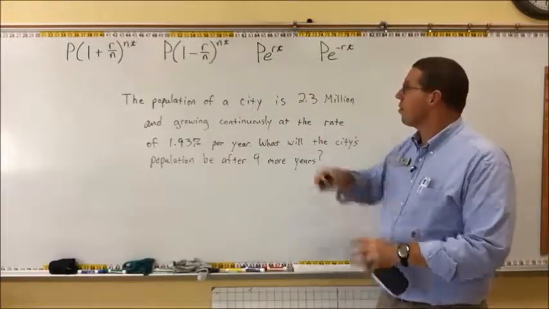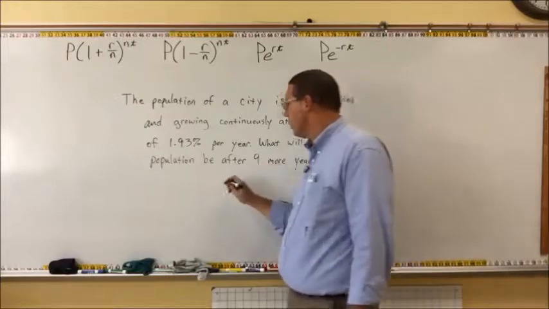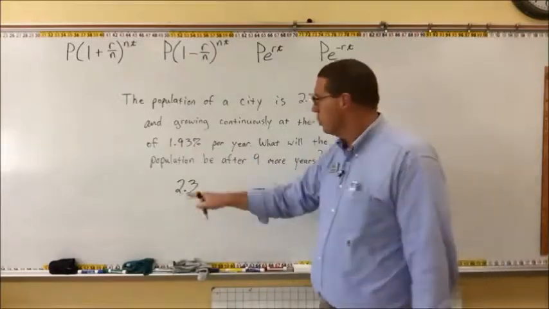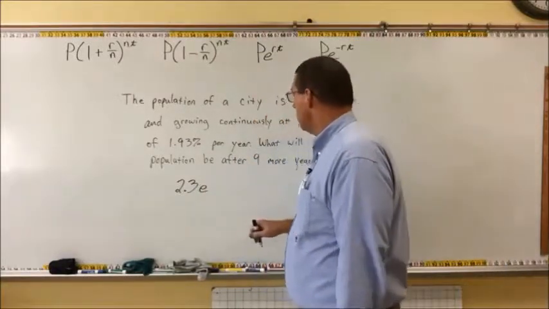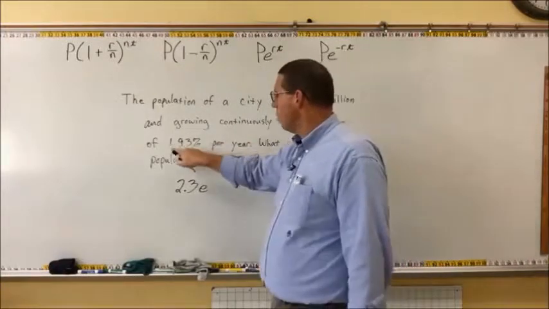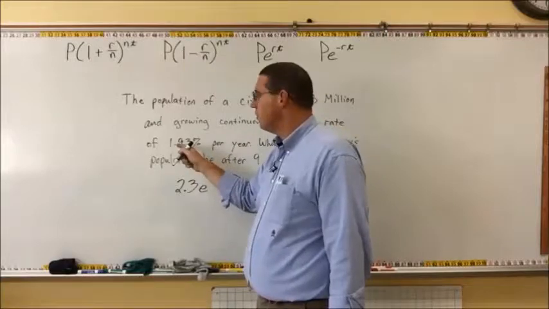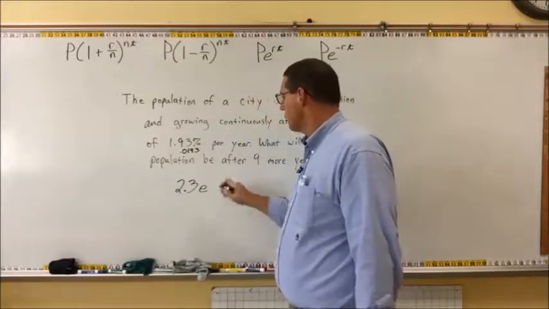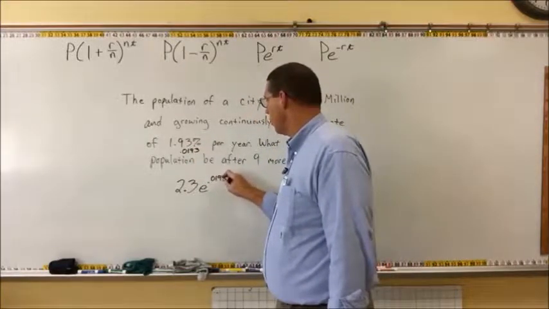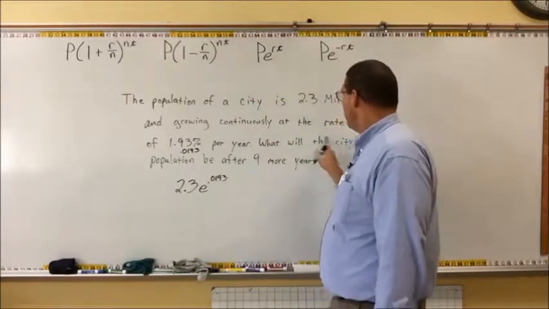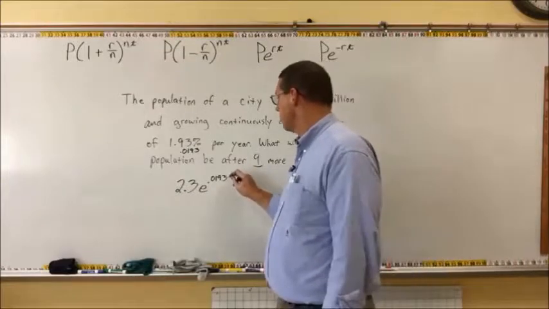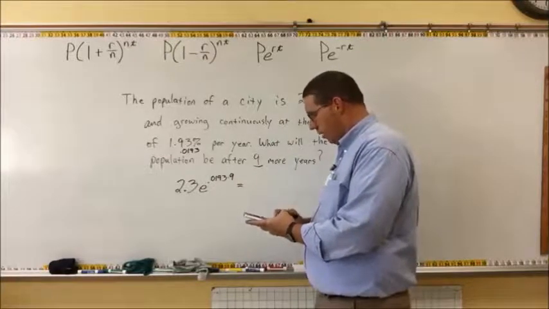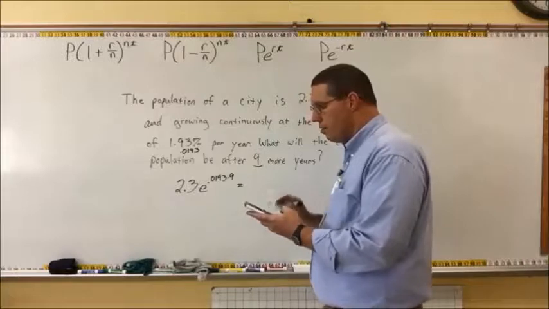All right, so what is P? P is the starting value. Currently, there are 2.3 million people in the city. So we're just going to put 2.3, and we'll put the million on later. 2.3 E to the power of R. R is the rate. Well, what is 1.93% as a decimal? Well, if you divide 1.93 by 100, you get 0.0193. So to the power of 0.0193 times time. What will the population be after 9 more years? So times 9. So let's go to our calculator. We're going to simplify this. 0.0193 times 9 is 0.1737.